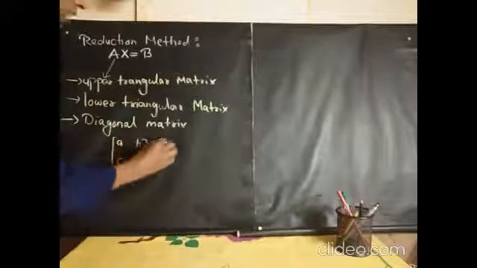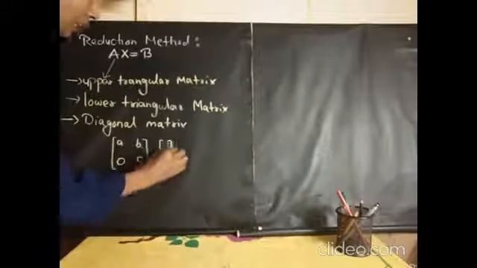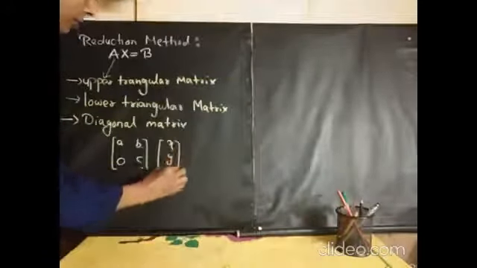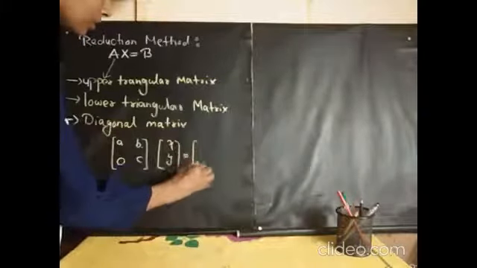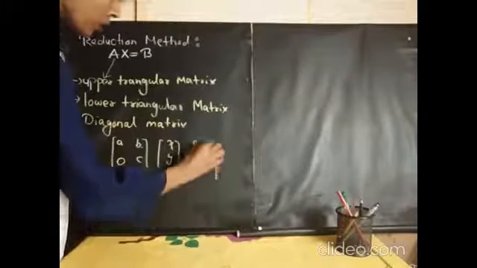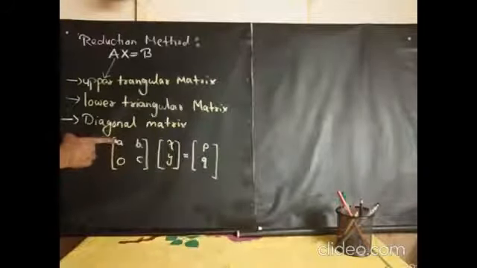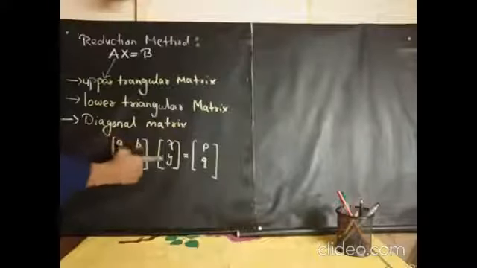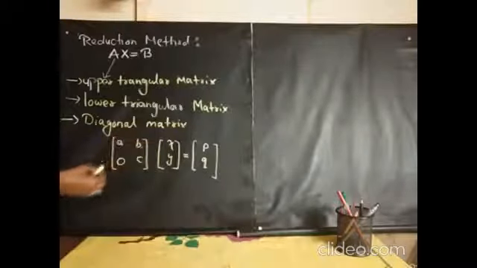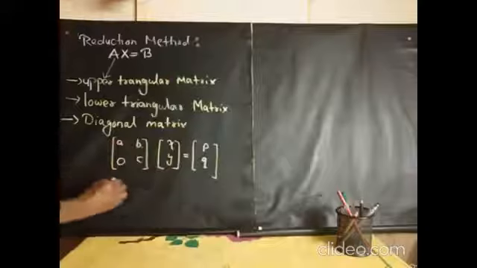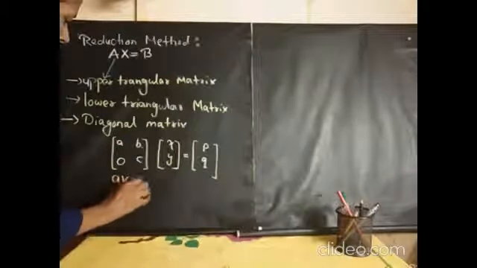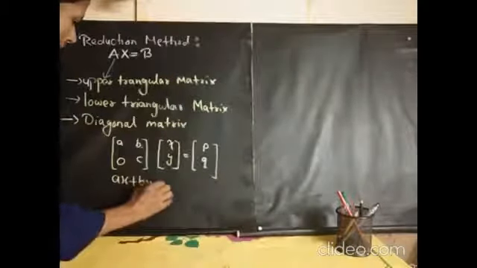And here you are having X, Y, and suppose here you are having P, Q. Now you can see, after multiplying these two matrices, A into X, you will get AX plus BY equals P.